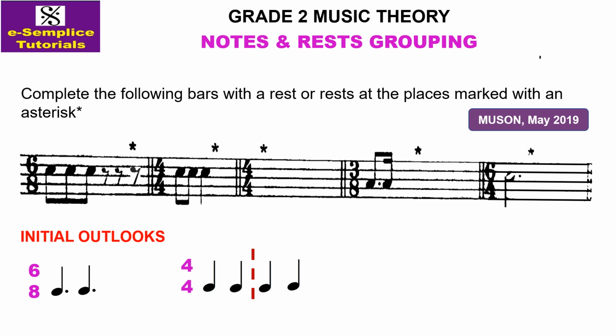So since we already have 2 crochets on this side, it means the only rest that can fill the asterisk is minim rest, because the minim rest represents the other half of the bar.